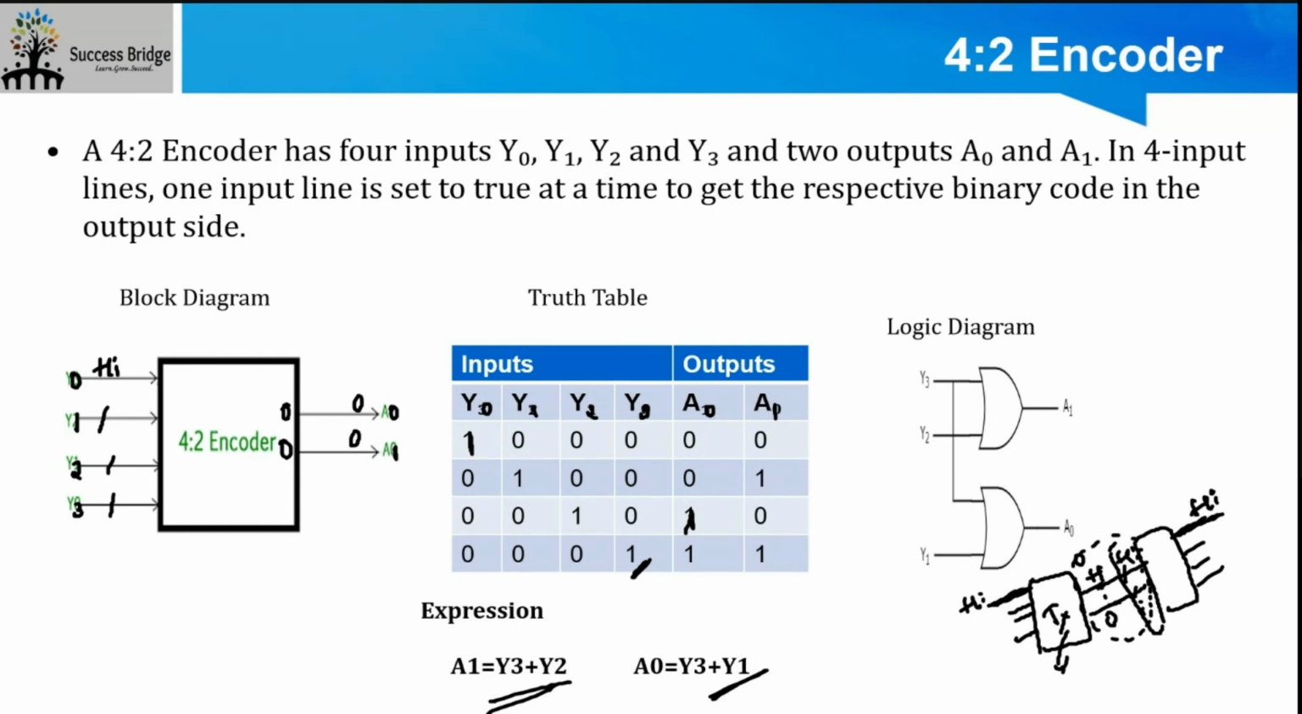I won't say back to back, it is a cascading connection. So Y1, Y2, Y3 will be active at a time to produce A0 and A1. Okay, you program the other input, the encoder.